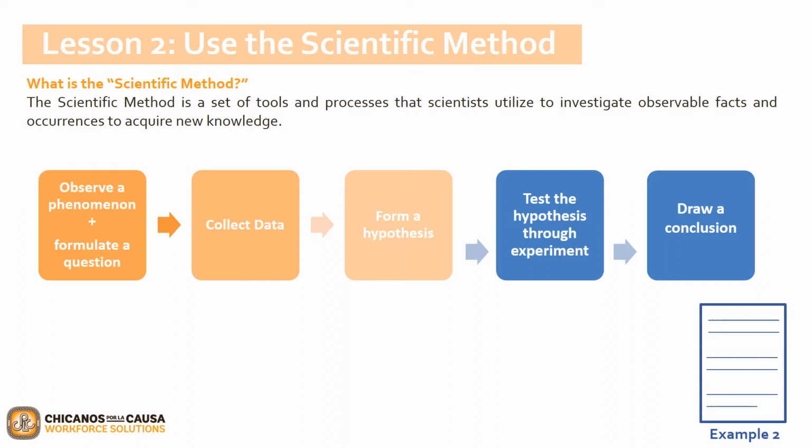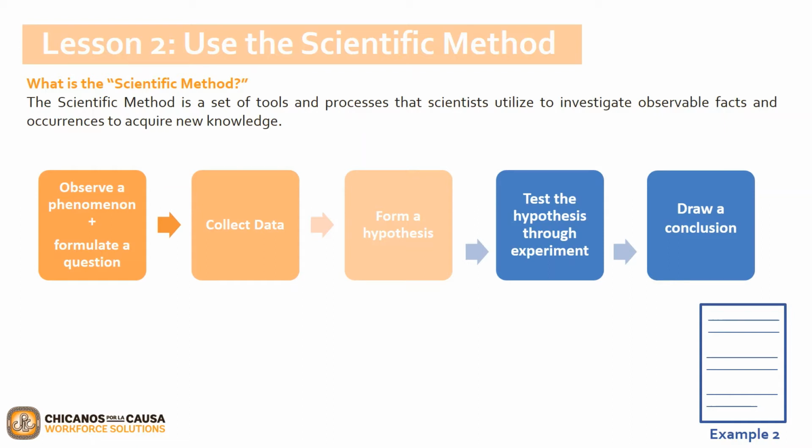The scientific method is a set of tools and processes that scientists utilize to investigate observable facts and occurrences to acquire new knowledge. The scientific method is used to investigate events and to acquire knowledge. However, it is broken down into a variety of different steps. In its most basic form, there are 5 steps to the scientific method. Let's go ahead and review each in detail.